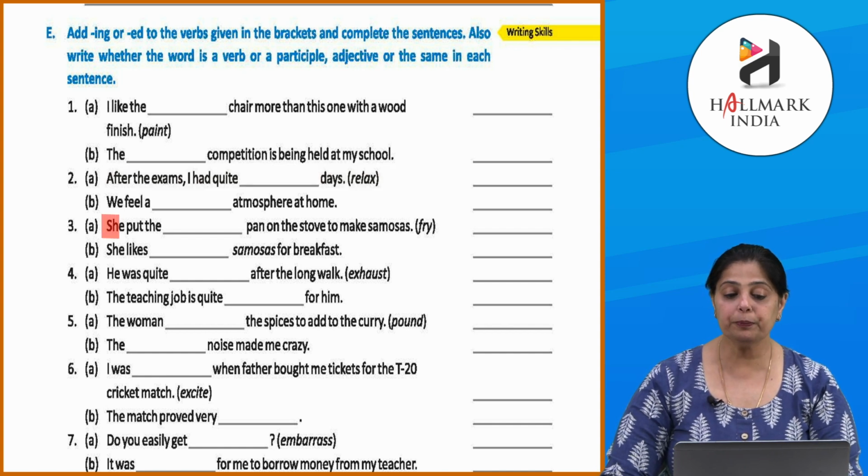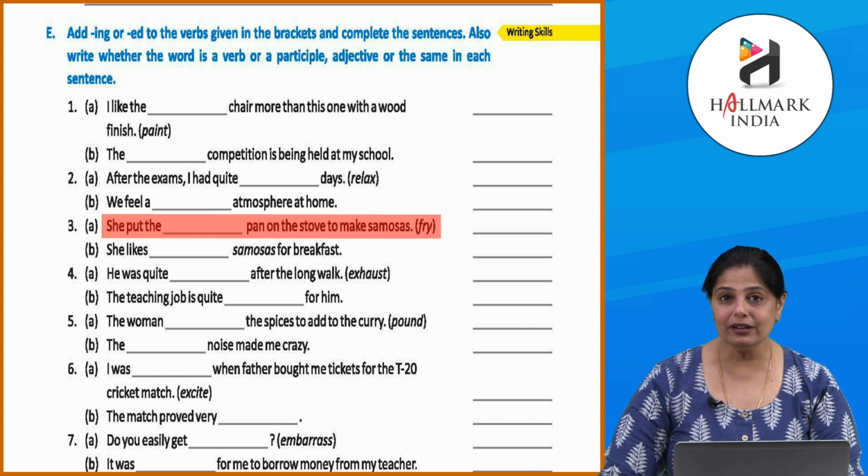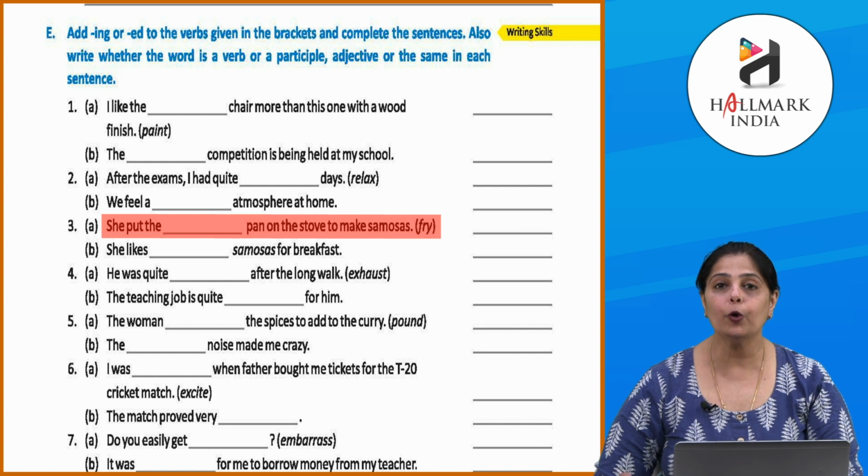Okay, she put the frying pan on the stove to make samosas. She likes fried samosas for breakfast. So this is pretty easy and I'm sure all you children are going to finish it quickly. So children, don't forget to reread the chapter and then do the exercises properly. Alright, so get going.